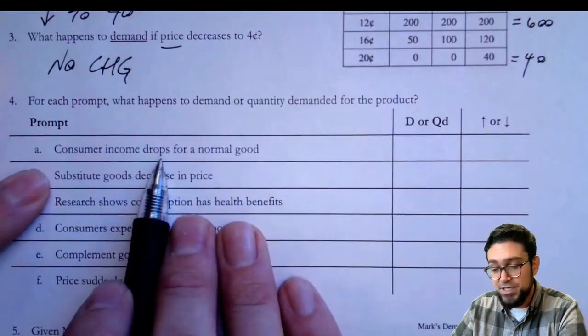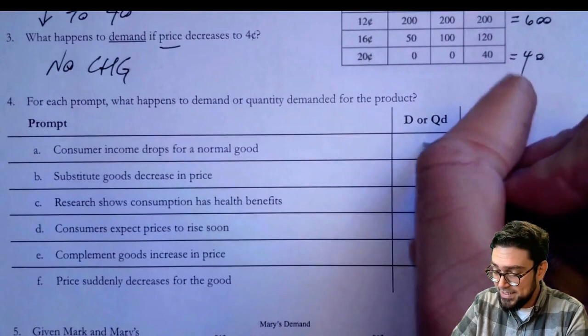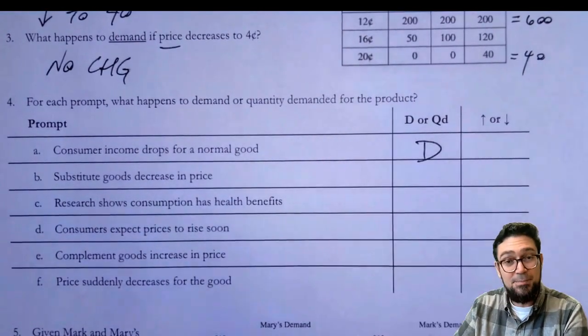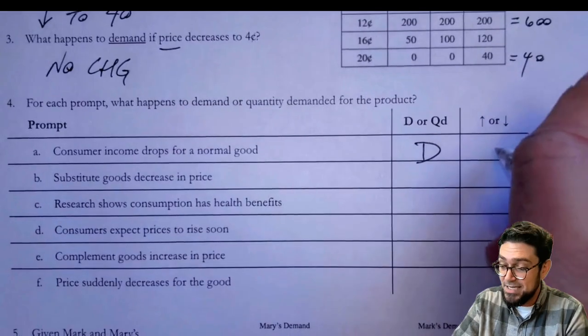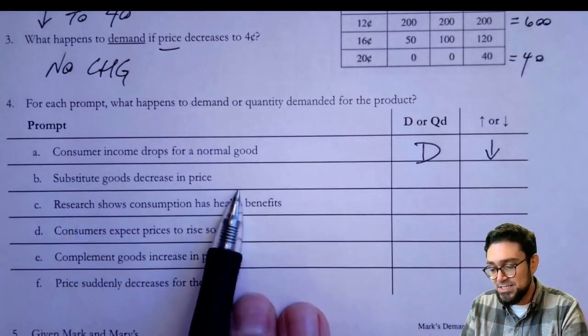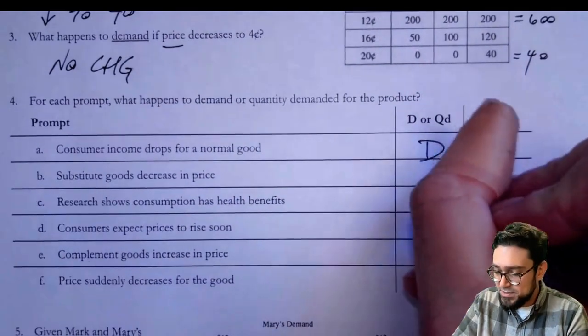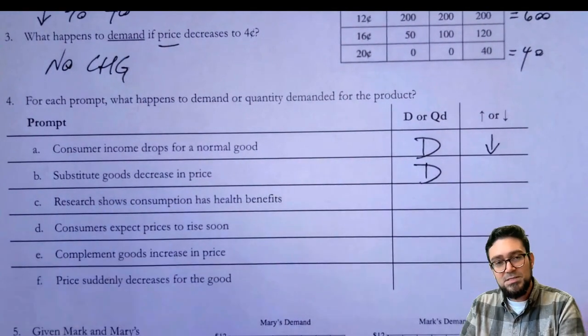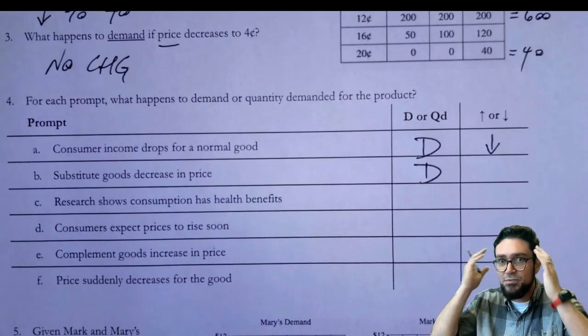For each prompt, what happens to demand or quantity demanded? Let's take a look. Consumer income. That's a demand shifter, so already I know it's going to be demand. If it's dropping for a normal good, then that means people are going to buy less of it because they have less money, less willing and able. Substitute goods decrease in price. Related goods are always a demand shifter, but when we think about substitutes and complements, it's useful to have one at the ready in your mind.